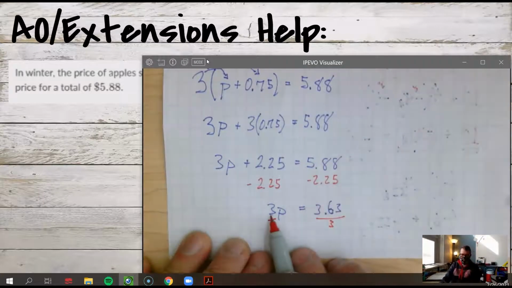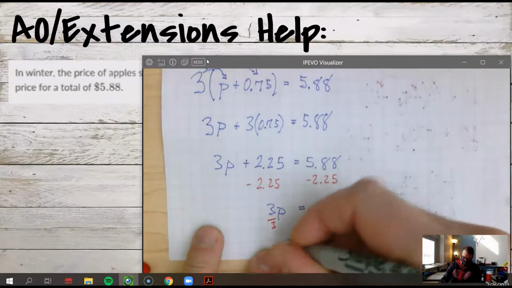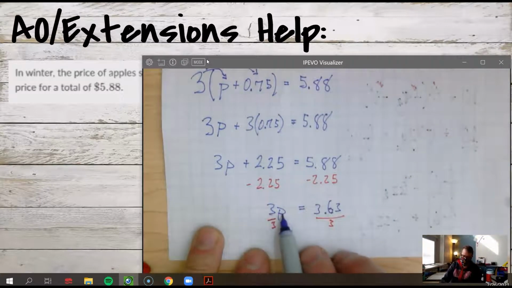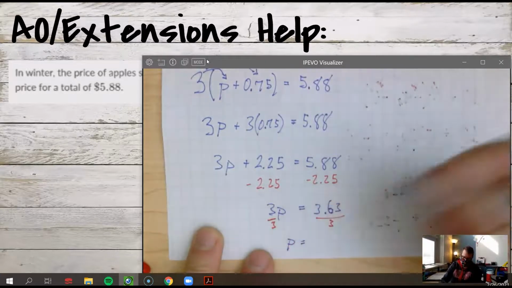So remember, 3 is the amount of pounds. P is going to be our price. We talked yesterday about how the units of these two values are going to be different. So even though it's like dollar, like this is dollars, this is pounds, this is dollars. So that's where we have to be careful.